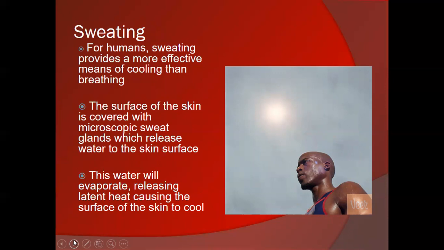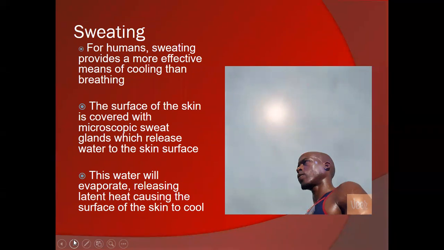By the way, if you want to know how much latent heat water has, it has over 2 megajoules for every kilogram of water that you evaporate. So your body can actually get rid of 2 megajoules of energy. 1 kilogram of water is roughly about a liter, for every liter of sweat that you evaporate.